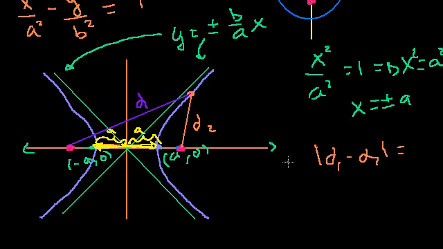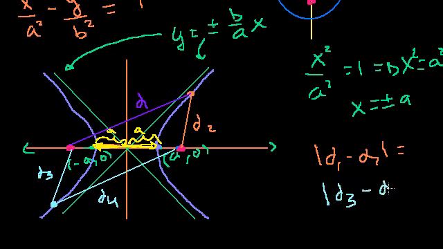So this number right here is going to be the exact same thing as if I took a point right here. And I'm picking these points arbitrarily, as long as they're on the hyperbola. Let's call these two distances d3 and d4. The difference between d1 and d2 is the same as the difference between d3 and d4. This is going to be a constant the entire way around the hyperbola.